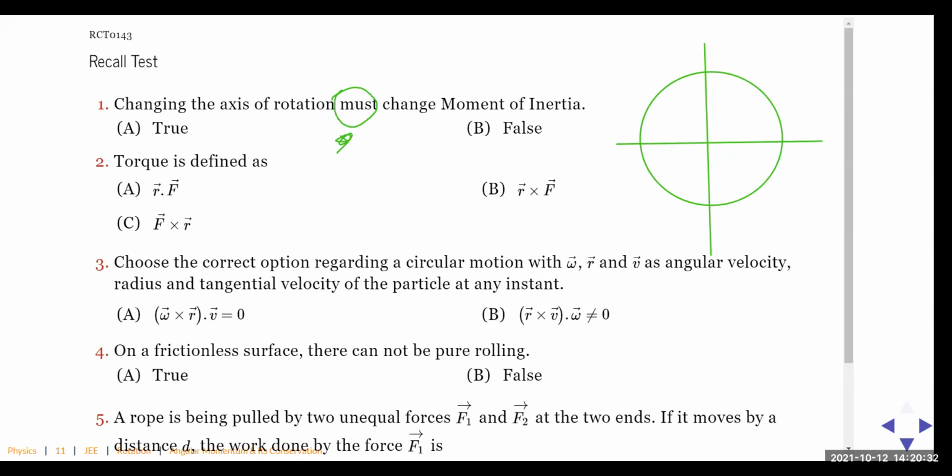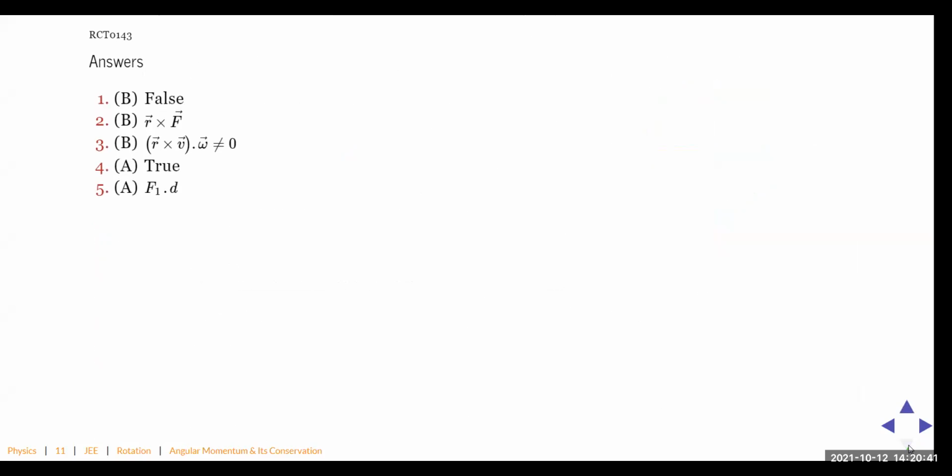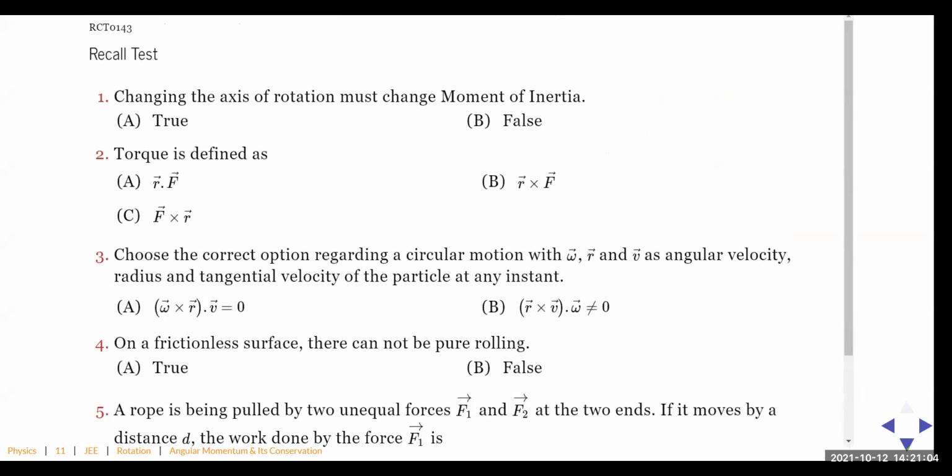So because of this must, you made a mistake. So the answer is false, because must is not necessary. It depends on which axis you're talking about, and which kind of construction you're talking about. Then second is B, R cross F. That was simple. Now third one is actually B. Why? Because we know R cross V, or V cross R, is equal to what? Omega. Right? The direction will be the same. Yes or no?